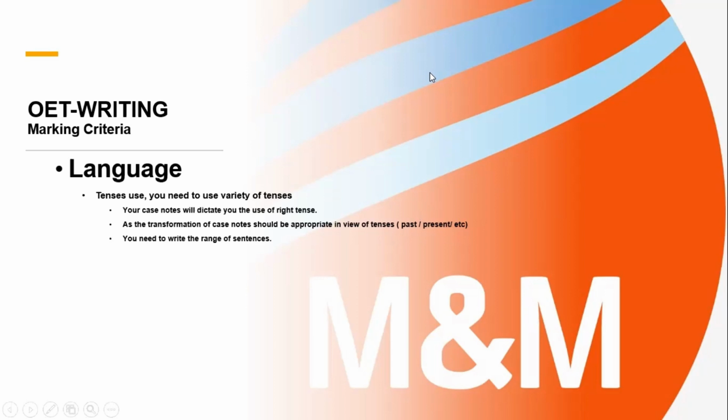Similarly, there should be a range of sentences, including simple, compound, and complex sentences. In the complex sentences, we have to add clauses such as clause of purpose, clause of reason, clause of time, and so on, and active to passive transformation, and so on. So this is the marking criteria. As per the standard, we have to write it down.